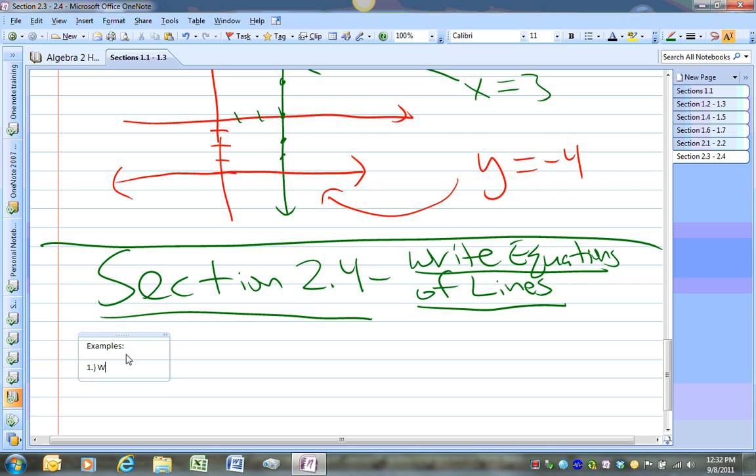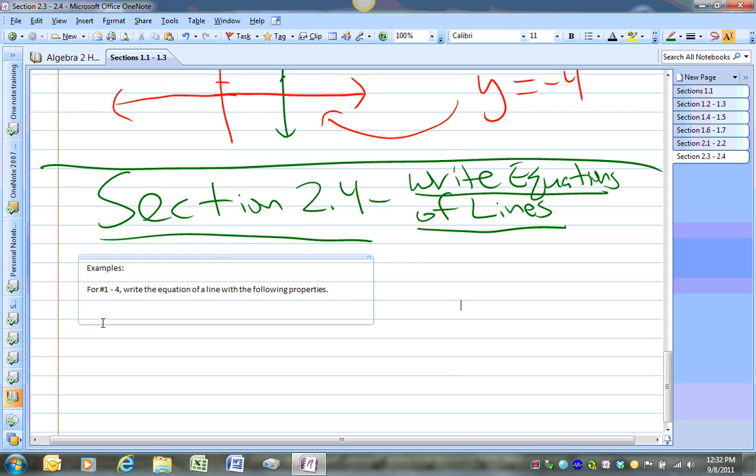So example number 1, write the equation. Actually, let me backtrack. For number 1 through 4, write the equation of a line with the following properties. So number 1, slope is 2 and y-intercept of 3. Number 2, slope is -4 and passes through 2, 4.